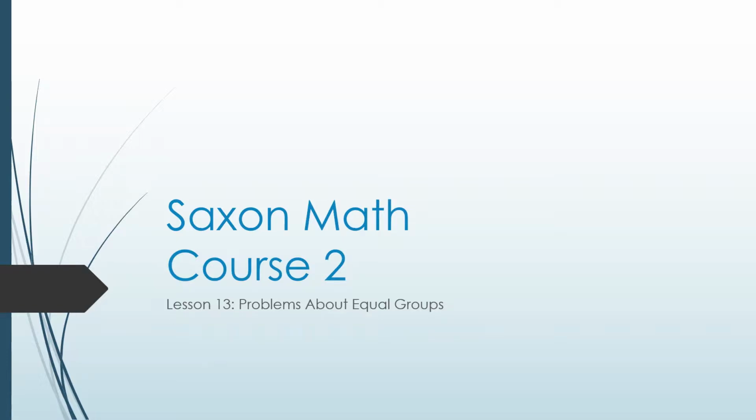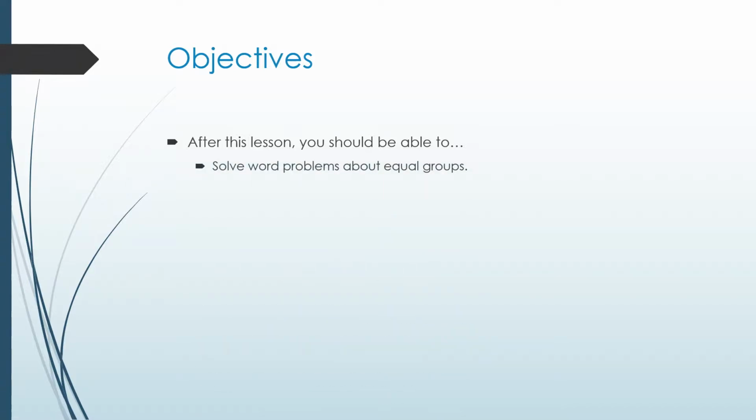Welcome to Saxon Math Course 2, Lesson 13, Problems about Equal Groups. Our objectives for this lesson: after the lesson you should be able to solve word problems about equal groups and write word problems about equal groups.